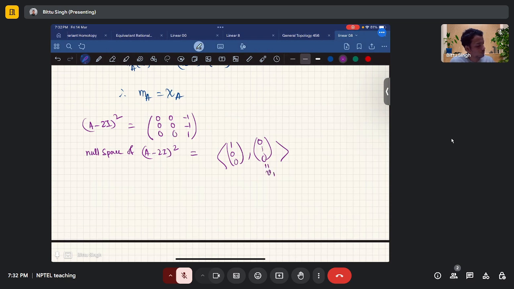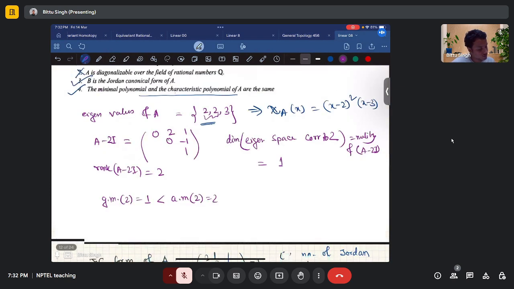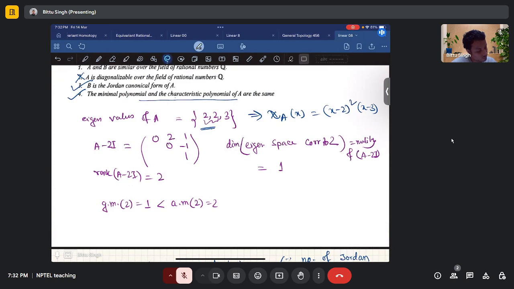So this 1 0 0 belongs to the null space of A minus 2I. Therefore, choose v1 equal to 0, 1, 0. Now, what is A minus 2I times v1? Let me copy this A minus 2I from here.